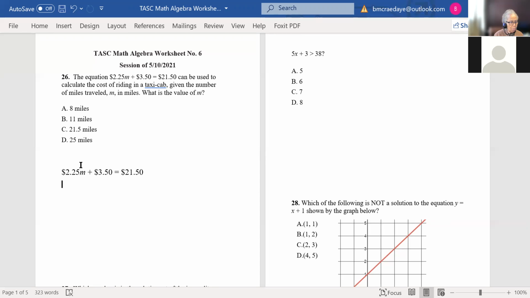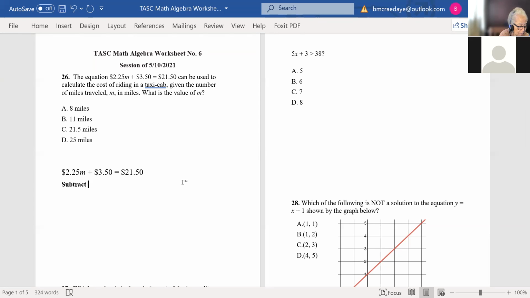No. 3.50 is added over here. What's the opposite of addition? Addition is subtraction. Right. So you're going to subtract the 3.50 from both sides of the equation. That's your first step, Maureen. Subtract. Before you start looking at your 2.25, do the subtracting.